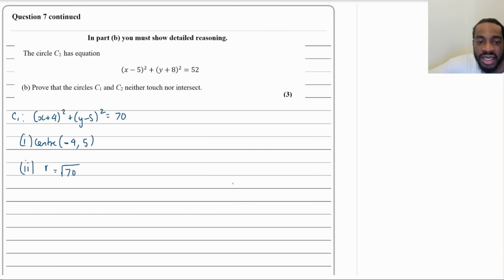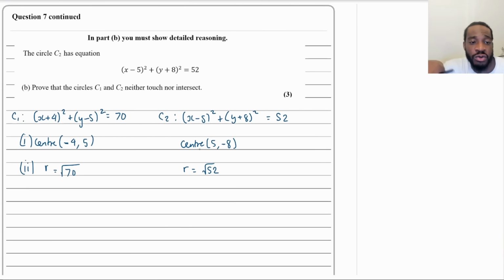Okay, so firstly, let's get what we know about C2. We know that (x − 5)² + (y + 8)² = 52 is the equation of the circle. For the center, set each bracket equal to 0, that will be 5 and minus 8. And then the radius is going to equal the square root of that number, root 52. So now we've got 2 circles and they're saying they neither touch nor intersect. We need to prove it.